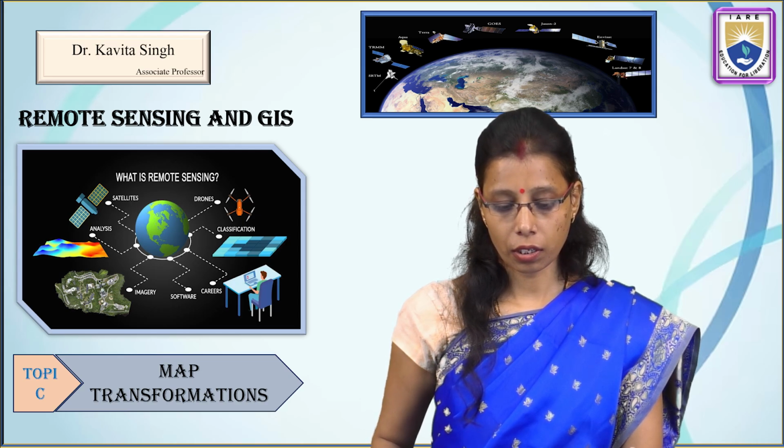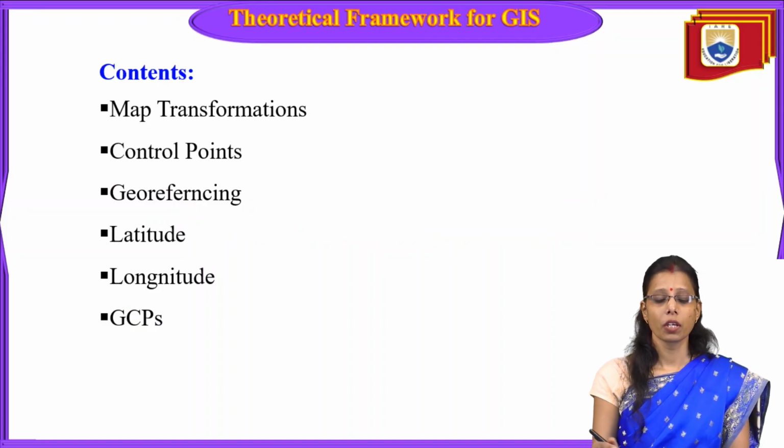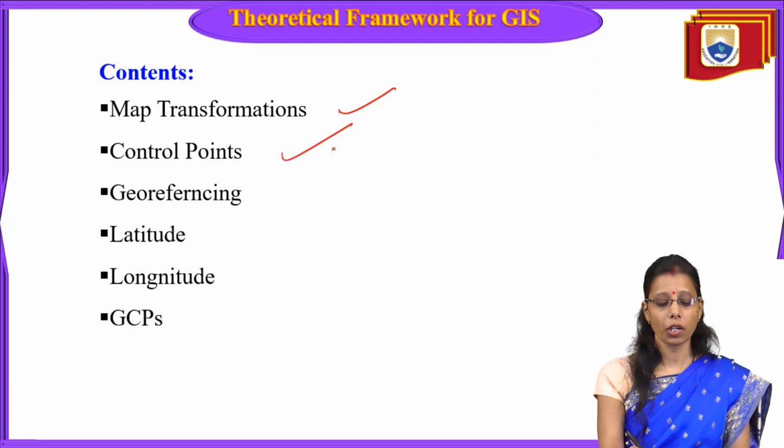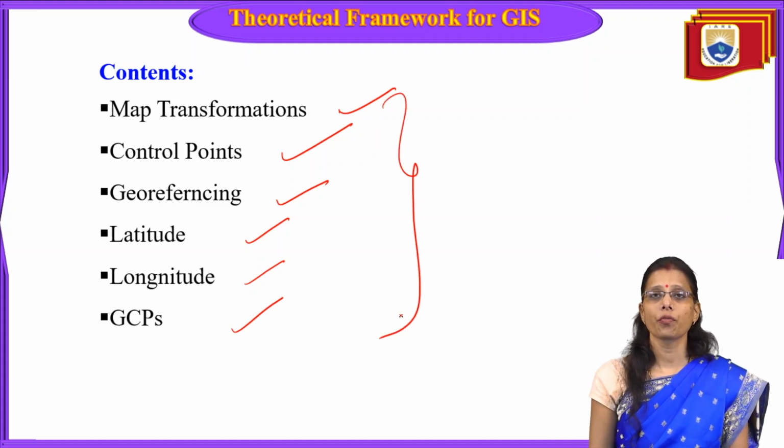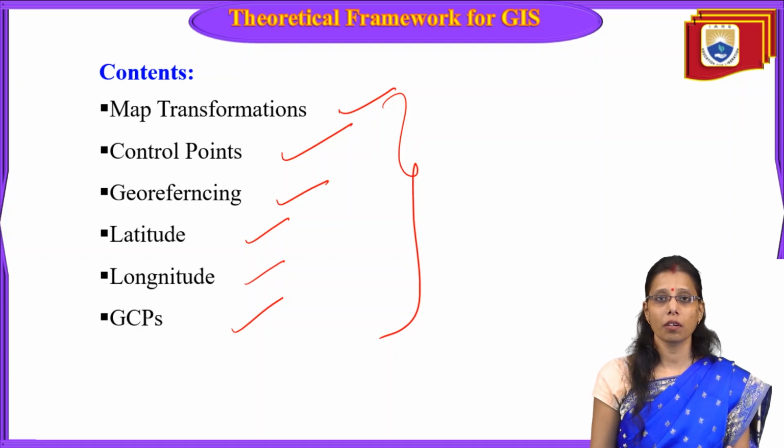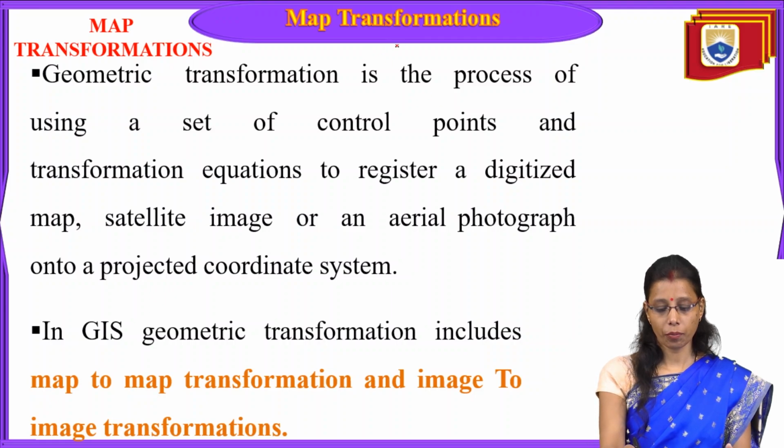So let us start with the contents we are going to discuss today: map transformation, control points, georeferencing, latitude, longitude, and GCPs. First of all, map transformation comes after the projections. We have assigned the projection, like the latitude and longitude, from the 3D to the 2D world. Now after assigning to the 2D map, we are going to transform this information into map transformations.